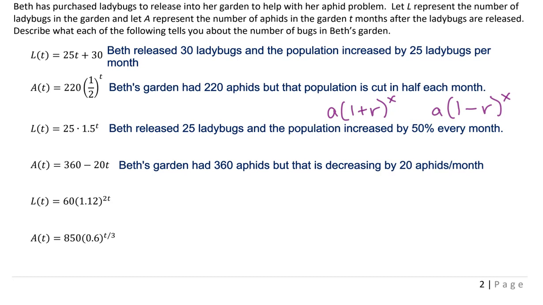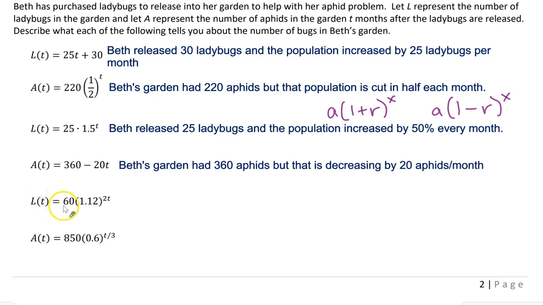So you're seeing that, notice, a 50% every month or cut in half every month versus increase by 25 ladybugs or decrease by 20 aphids. If it's a fixed amount of ladybugs or aphids, that's a linear relationship. That should sound a lot like your slope interpretations from earlier in the quarter. Next one, back to ladybugs. We've got 60 times 1.12 to the 2t.